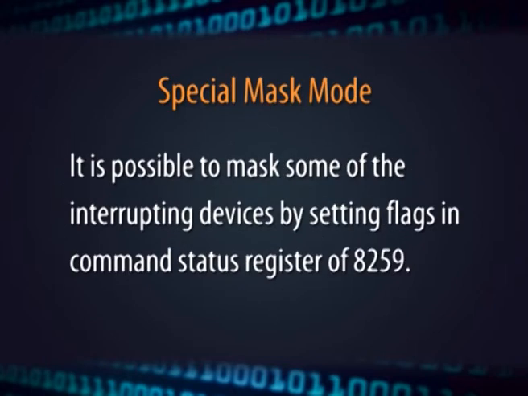In the third mode, called special mask mode, it is possible to mask some of the interrupting devices by setting flags in the command status register of the 8259. The setting of the above 3 modes, including setting of the flags, is done using the software written in the CPU, and therefore, the 8259 interrupt controller is also called a programmable interrupt controller.